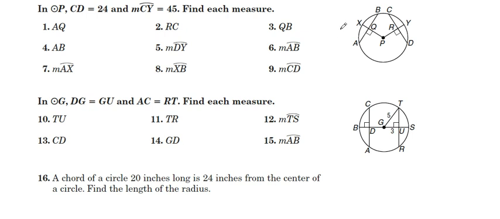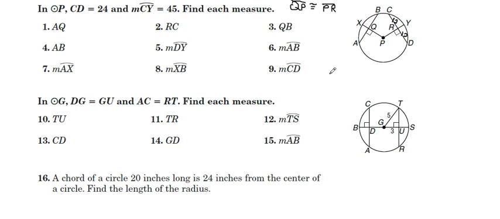CD is 24, and we see a radius is perpendicular to it. That means that each part is going to be broken into 12. And we also should point out that QP is congruent to PR. Okay, now we just need to go through and find all these measurements.